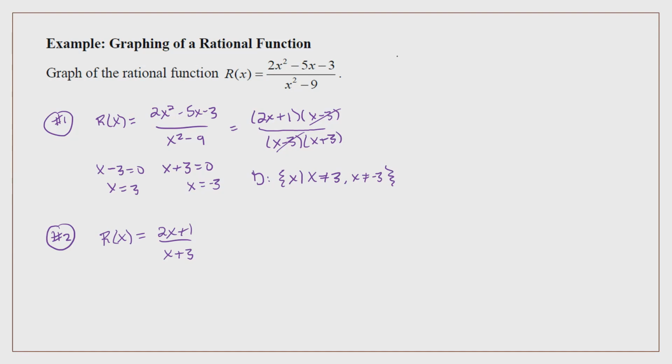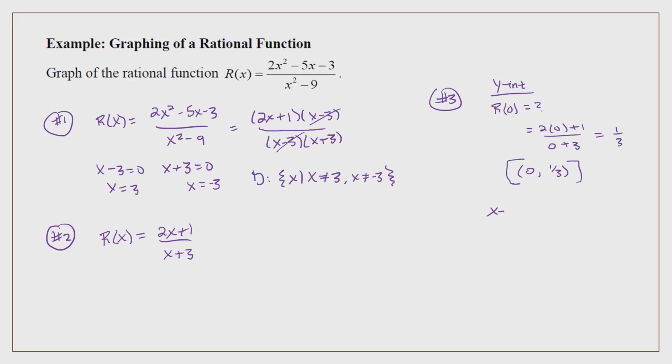Okay. So let's find our intercepts. So to find the y-intercept, we're going to evaluate r of x at 0. Okay, so I'm going to substitute in 0. So I'll have 2 times 0 plus 1 divided by 0 plus 3. Okay, and that simplifies to 1/3. So I have a y-intercept at (0, 1/3).